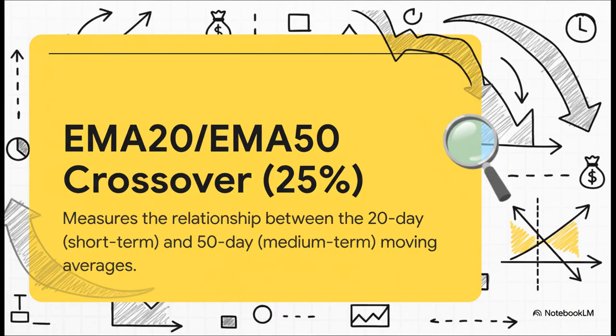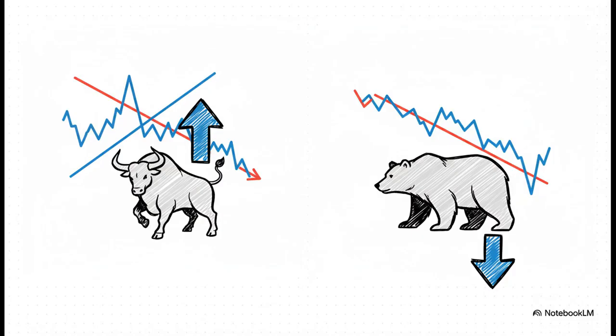Okay, this is the heavyweight champion of the algorithm, worth a full quarter of the final score, the EMA crossover. An exponential moving average is kind of like a smarter, faster version of a simple price average. It gives more weight to what the stock has been doing lately, which makes it way more responsive. This factor is all about comparing the short-term 20-day trend to the medium-term 50-day trend. And the logic behind it is actually pretty simple. When that faster 20-day average crosses above the slower 50-day average, the algorithm sees that as a bullish signal. It's a sign that an upward trend might be starting. And of course, the reverse means a bearish trend could be on the way.